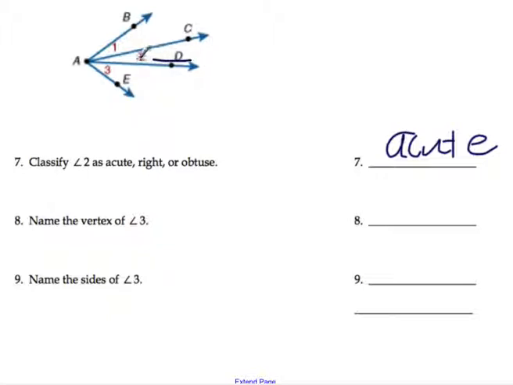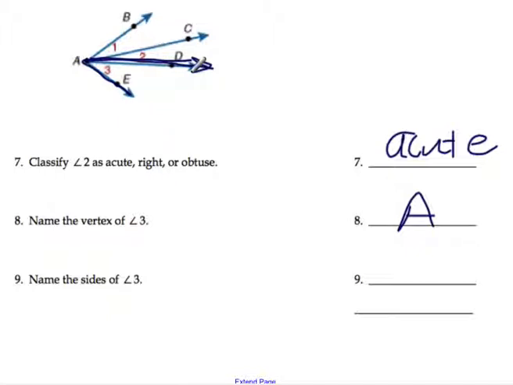Next, it asks us to find the vertex of angle 3. So the first thing we want to do is find angle 3, which is right here. The vertex is kind of the corner of the angle. So the vertex of that angle is at point A. The next thing it wants us to do is to identify the two sides of the angle. Now each side of the angle is going to be a ray. So I have a ray extending this way.